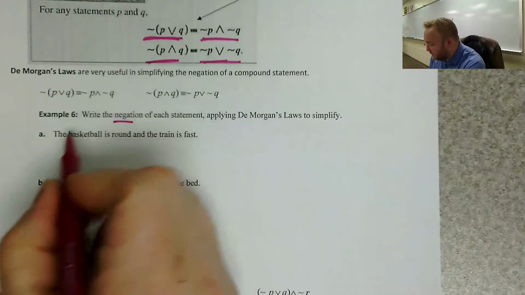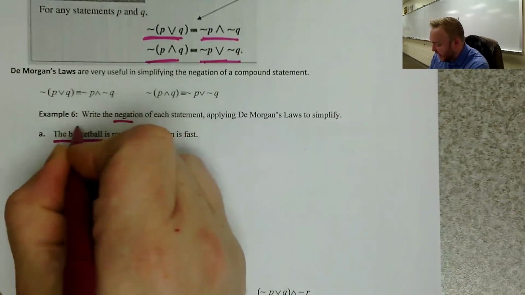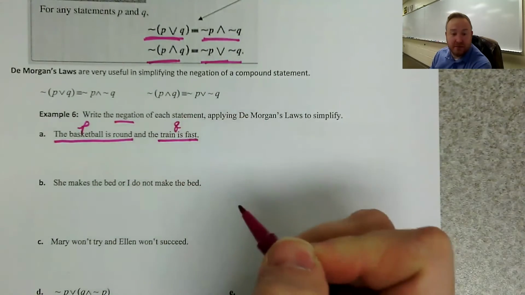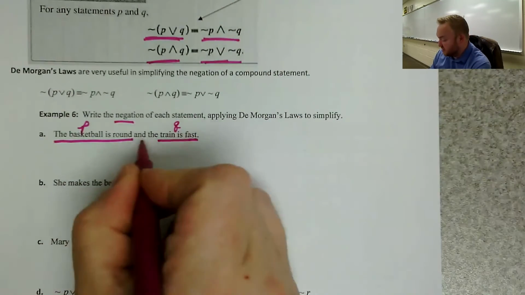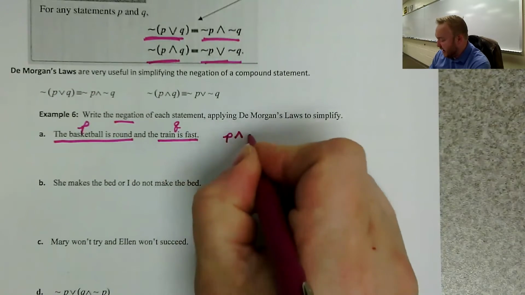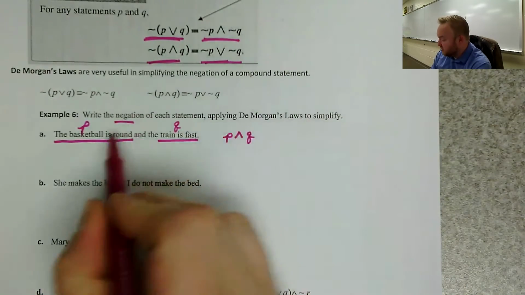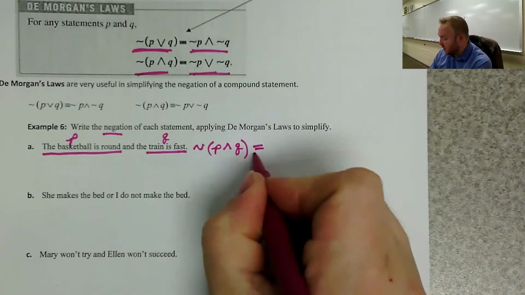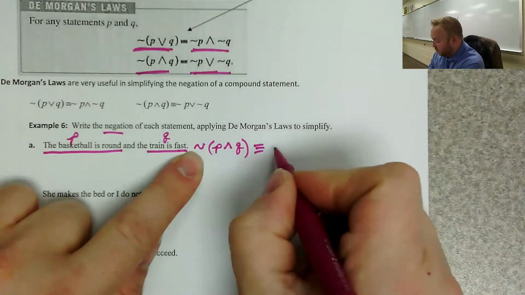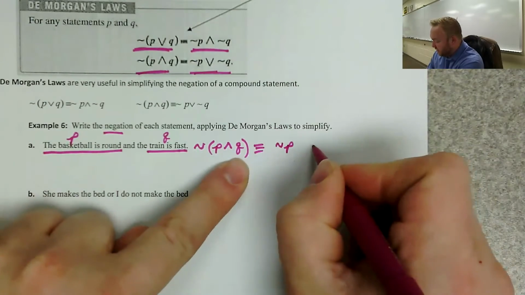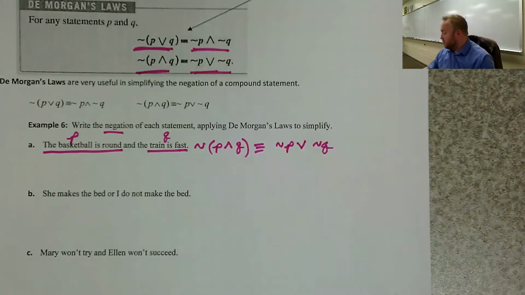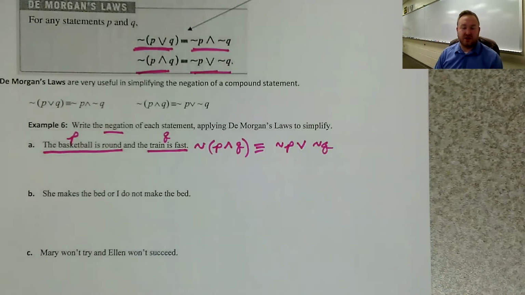So in this case, the basketball is round. I'm going to represent that as statement P. The train is fast. Let's represent that as statement Q. And then this statement, since there's an and there, would become P and Q. Now, what this wants me to do is to negate that whole statement. We know that De Morgan's laws say that the equivalent statement would be the negation of P, and we do the negation of Q, and the and changes to an or. I'm not going to write this whole thing out, because you can pause it and do it yourself.